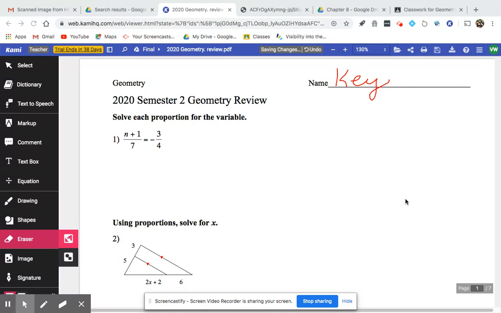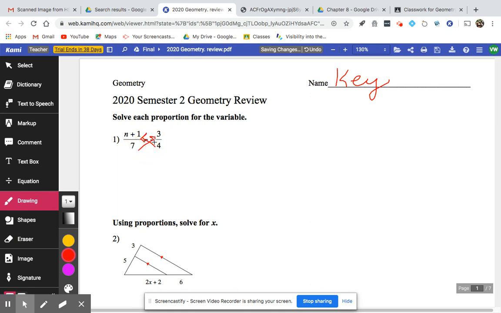Okay, so number 1, we're going to solve each proportion for the variable. It's just a matter of cross multiplying. Now that negative in the negative 3/4, we have to be a little bit careful with. That doesn't mean both the 3 and the 4 are negative. Pick one of them and make it negative. I'm going to make that negative 3 my negative number. So 7 times negative 3 equals 4 times n plus 1.